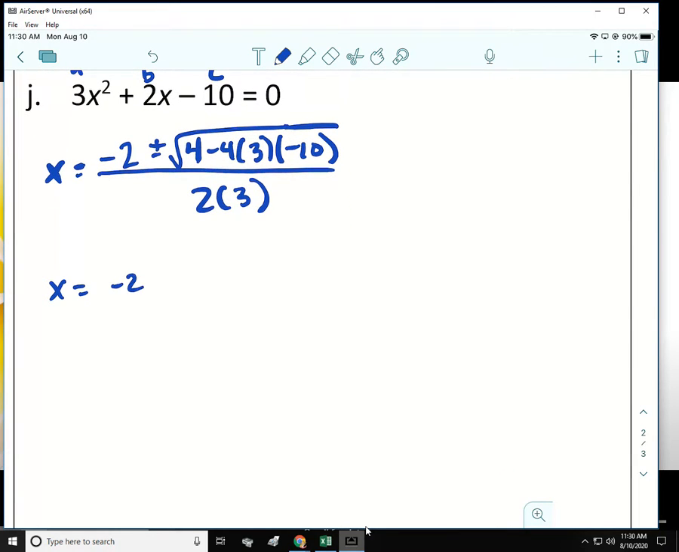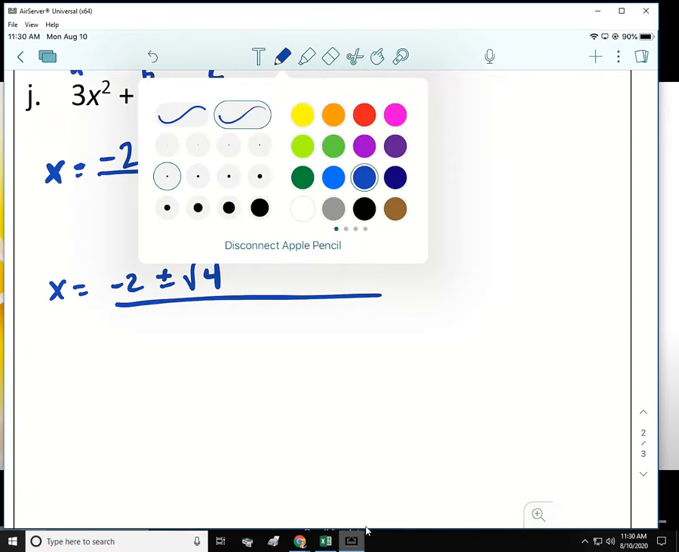I know in Algebra 2, you grabbed your graphing calculator and you typed 4 minus 4 times 3 times -10 and just popped out the answer. We're not going to do that. We're going to do it by hand. And we can do it. It's not a big deal.